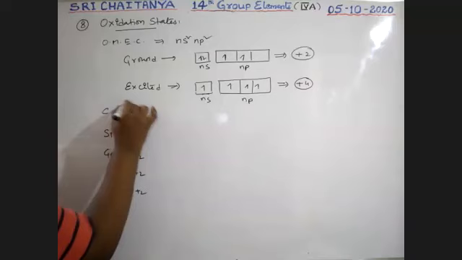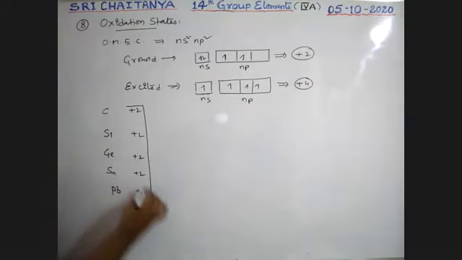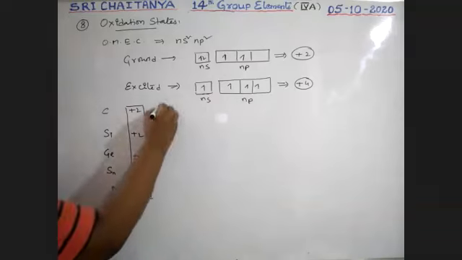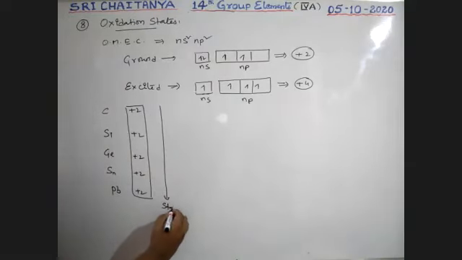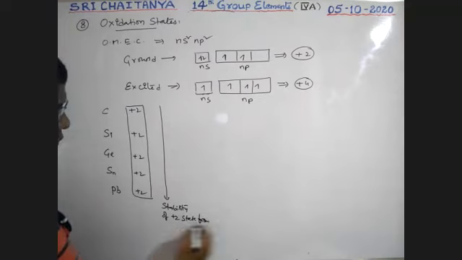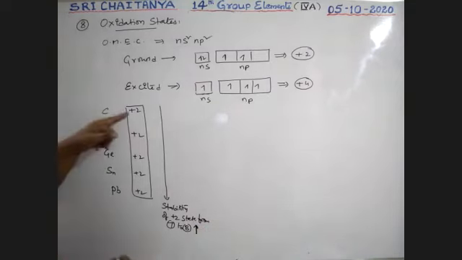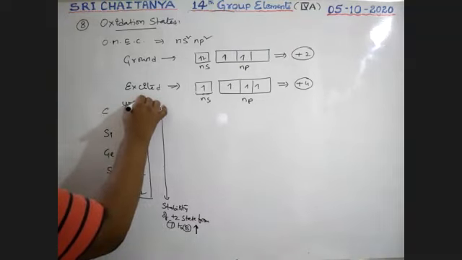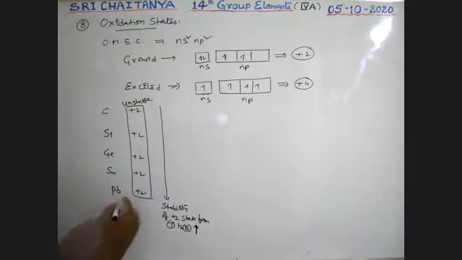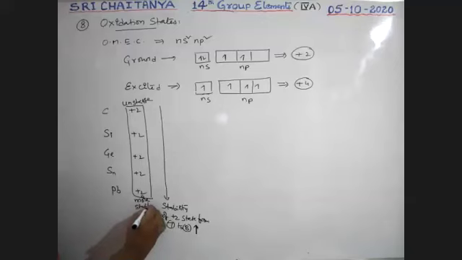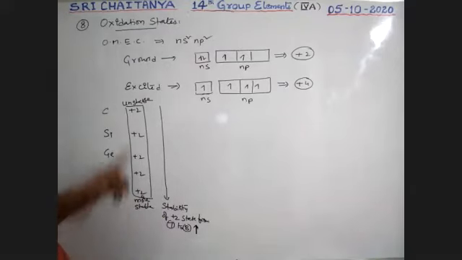The stability of the +2 oxidation state from top to bottom increases. Very, very important. So here +2 is unstable, and here +2 is more stable. That means the +2 oxidation state stability increases from top to bottom.